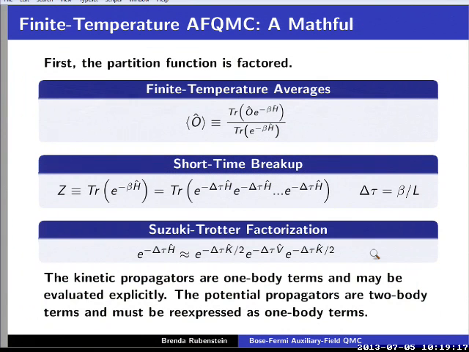All right, so starting with the formalism, as we're all familiar with, to evaluate finite temperature observables, you have to sample the partition function. The partition function is the trace over a density operator, and this operator is a long time operator, so it has to be broken up into short time operators to get reasonable expressions. You can apply the Suzuki-Trotter factorization to break up the short time operator into kinetic and potential pieces. Where these fields come from in AFQMC is from this potential piece. This is a two-body piece, and in order to apply these operators to the determinants and get determinants back, you have to re-express this as a one-body operator.